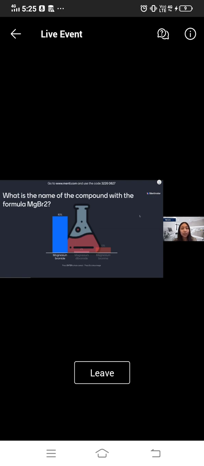Just to quickly let you know, this is an ionic compound, because magnesium is a metal and bromine is a non-metal. Mg has a charge of 2+, whereas one bromine ion has a charge of 1-. To balance it out, you need 2 bromines to 1 magnesium, so it's 2+ and 2-.